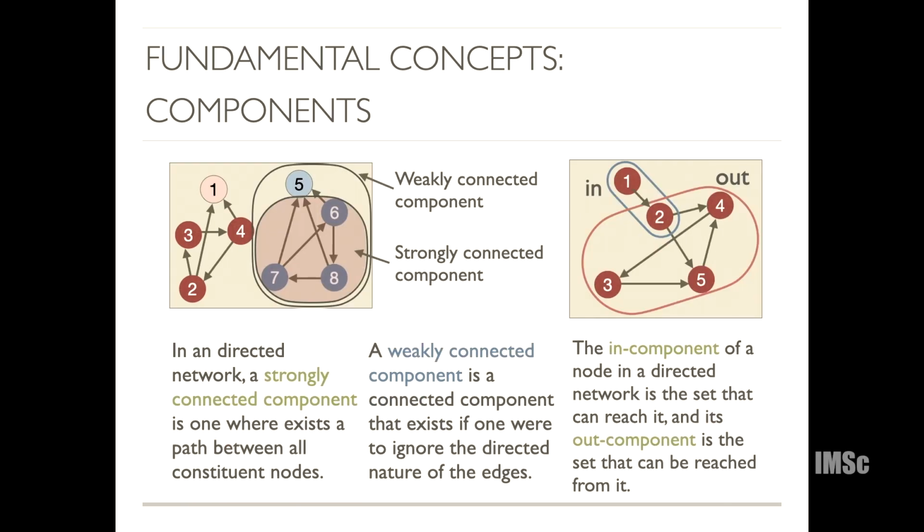But in an undirected network, it's very simple to think about components. In a directed network, it becomes a little bit tricky, because now you also have directions for your paths, right?